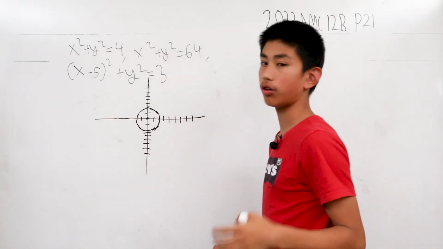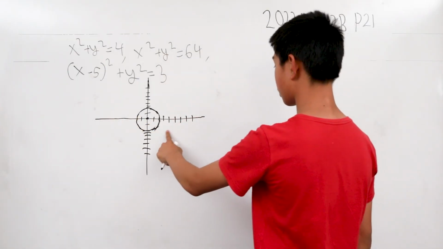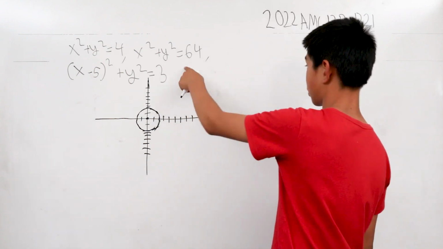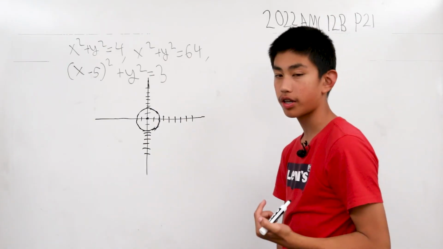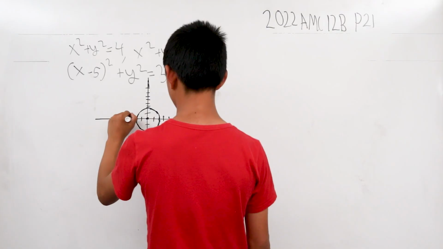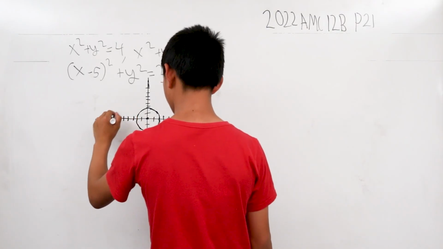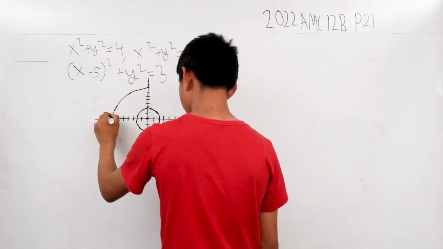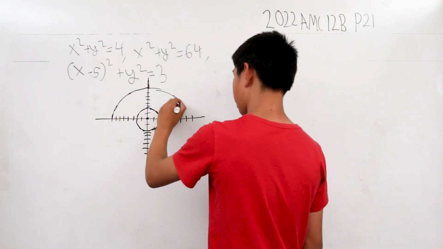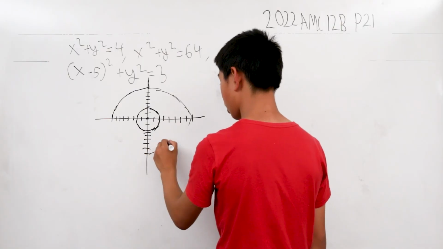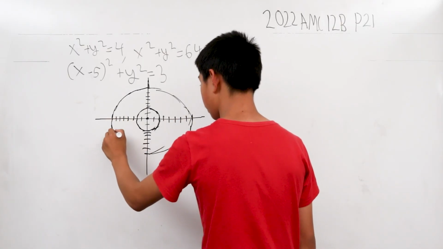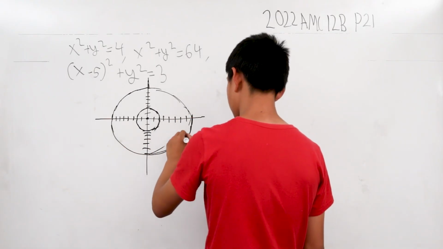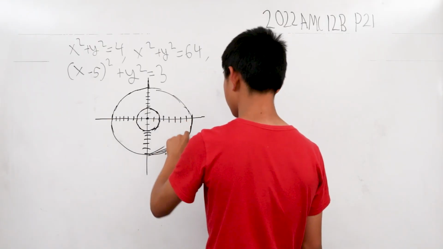Basically, why I'm making it only 8 total ticks here is the next circle. This x squared plus y squared is 64 has a radius of 8. So 1, 2, 3, 4, 5, 6, 7, 8. I can loosely draw it here. It should be a perfect circle, but alas, it looks like this.